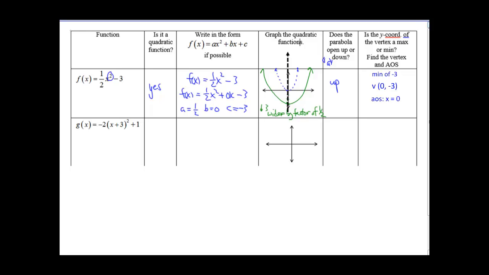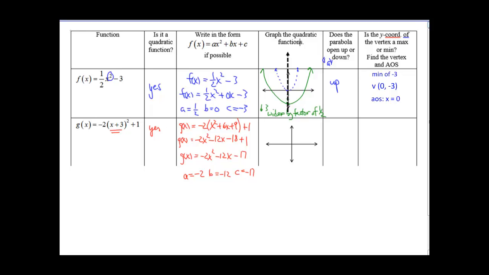Next one, g of x. If we take g of x, we need to rewrite it, if it is a quadratic function, in ax squared plus bx plus c. Well, it is squared, so we know it's going to be a quadratic. There are no other x's that we're multiplying. So I'm going to start here by multiplying x plus 3 times x plus 3. So you'll get g of x equals -2 times x squared plus 6x plus 9, and then we have a plus 1 on the end. Distribute the -2 through, and we get -2x squared minus 12x minus 18 plus 1. Combine like terms, and our function is g of x equals -2x squared minus 12x minus 17. A equals -2, B equals -12, and C equals -17.